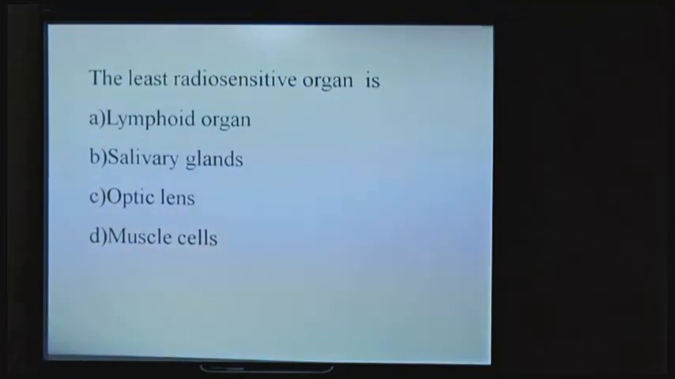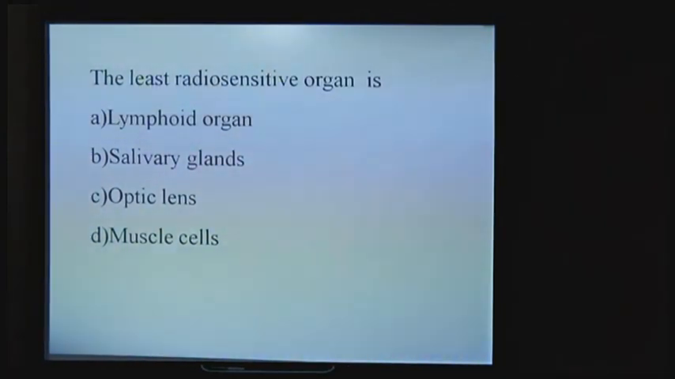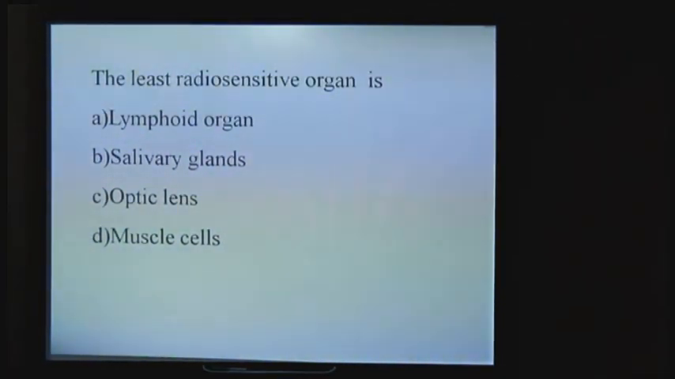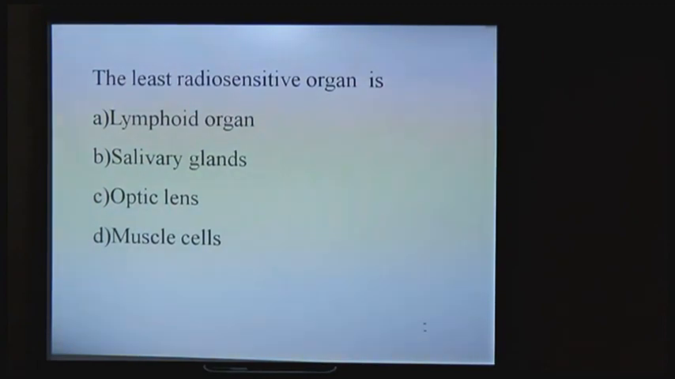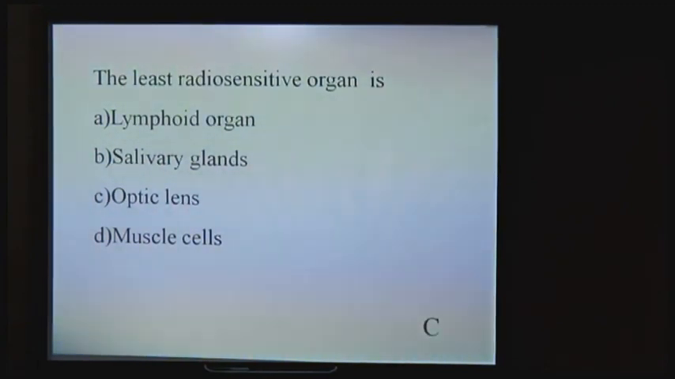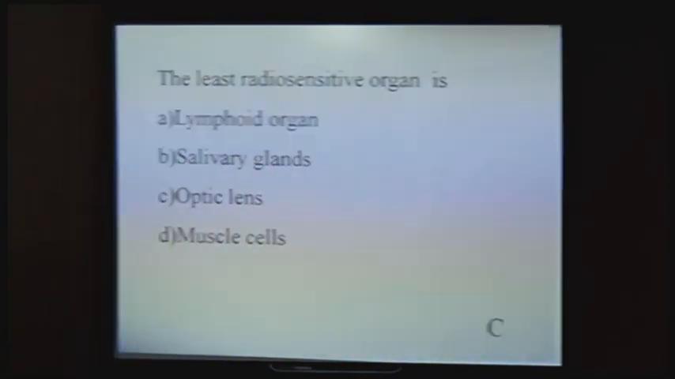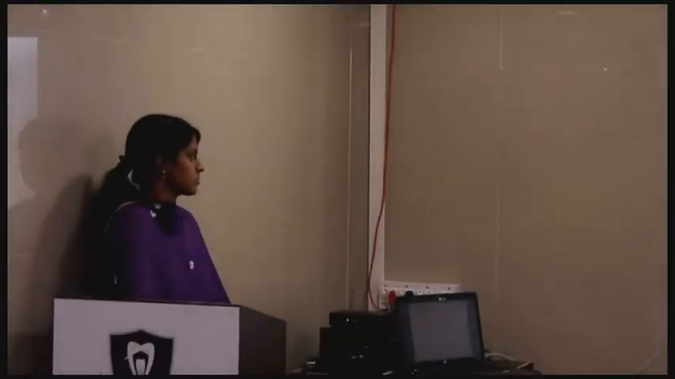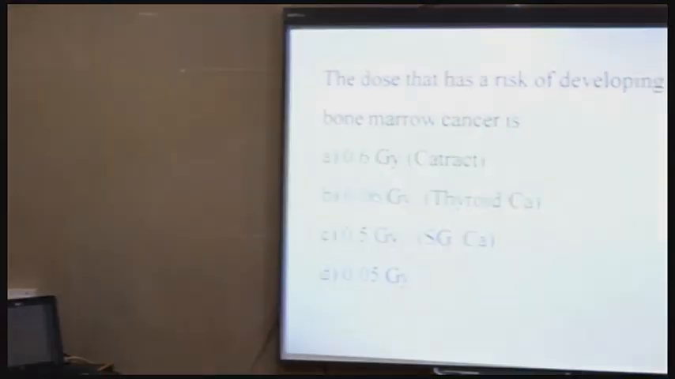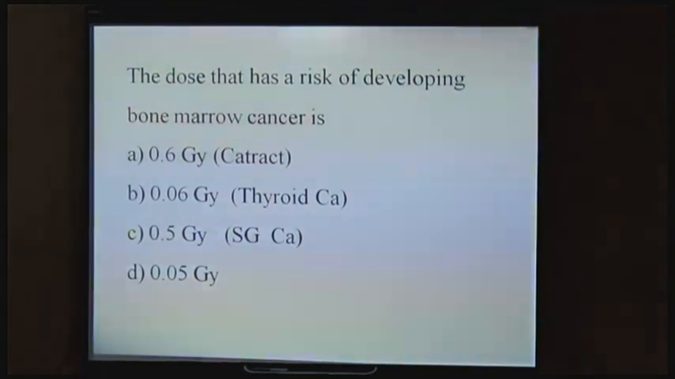The least radiosensitive organ is muscle cells. C, optic lens. Muscle is also correct, but even lesser than that is optic cells. The dose that has a risk of developing bone marrow cancer is, I have given you the answer.